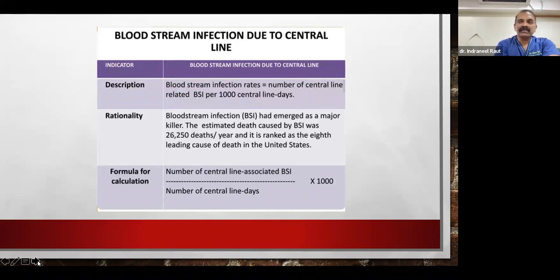Again, the definitions for CRBSI have kept changing. And again, I don't know whether they are related to the dynamics of litigations for hospital-acquired infections. Some of the criteria are relaxed.